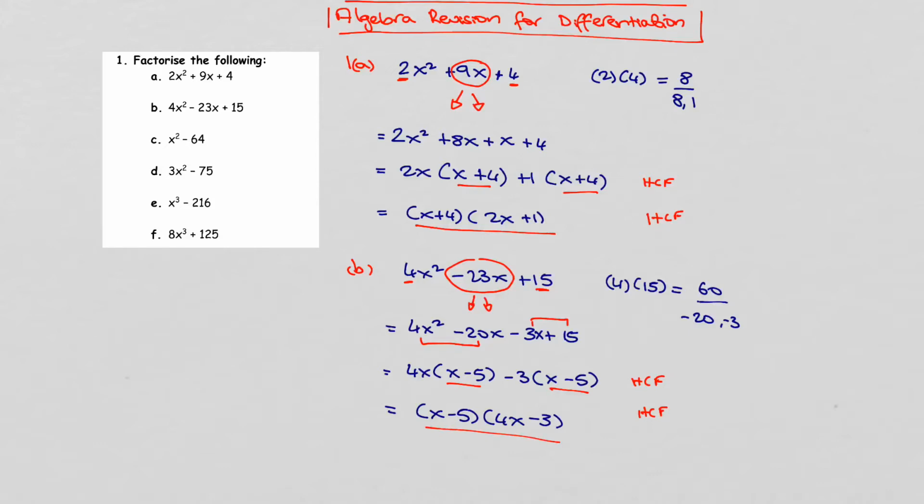Okay, so if we look at C, it's a little bit different because it's x squared minus 64. There's no x term here. So even though it looks like a quadratic, I'm not going to be able to factorize it the way I have done A and B. But what you should notice is that we have x squared minus 64. So if I go on to the next page, you should hopefully spot it is the difference of two squares.